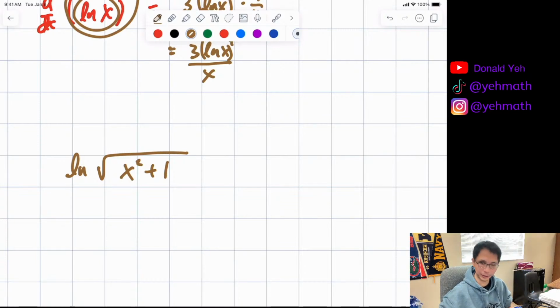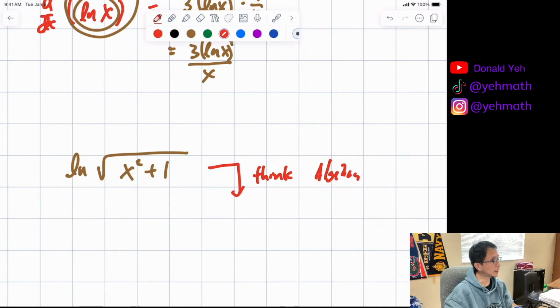Anybody can tell me the derivative of this? I'm going to think algebra first. Think algebra. Is it x divided by x squared plus 1 plus natural log of x squared plus 1? No. Yes, Jack. 2x over 2 root ln x squared plus 1 times x squared. No. Way too complicated. Why did I say think algebra first?